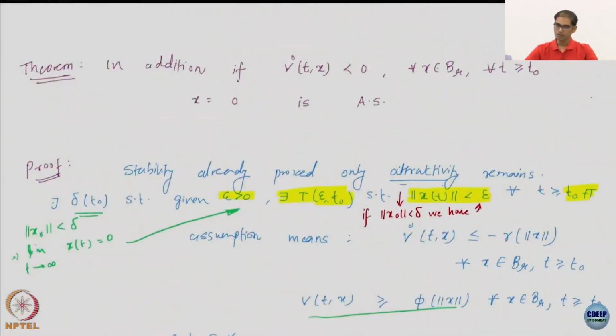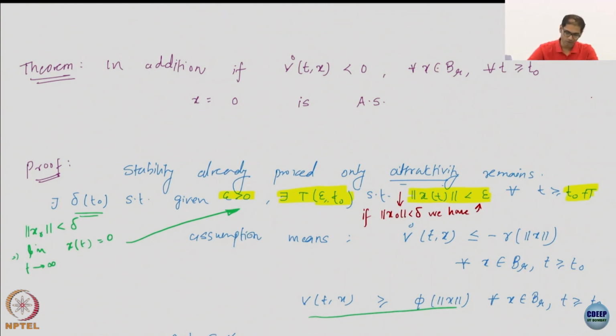So what do we want to do now? We stated the stability theorem and we proved the stability theorem in the last class. Now we want to prove the asymptotic stability theorem. Exponential stability is not an easy target to achieve for nonlinear systems, so we are not going to worry too much about it, okay. We want to look at the asymptotic stability theorem.